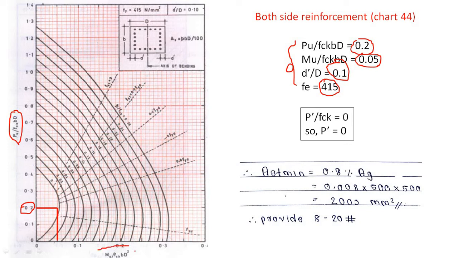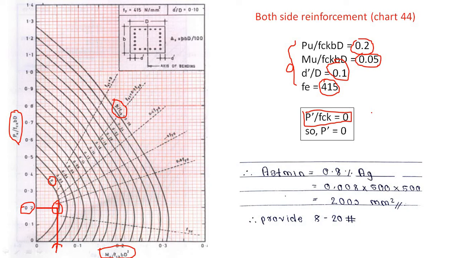Then here it is provided at the bottom as Mu/(fck·b·D²). In our case the value of Mu/(fck·b·D²) is 0.05, so we'll make a line over here. The line joining these two lines, there will be the intersection. At this intersection we will see the value of p/fck. In our case the point is here, where it is less than 0, which means it is almost 0. So we can say p/fck is 0.